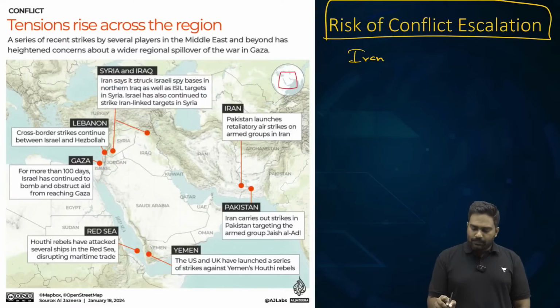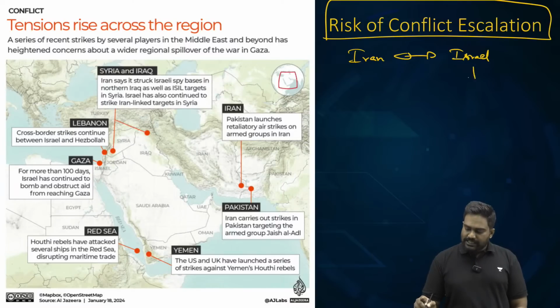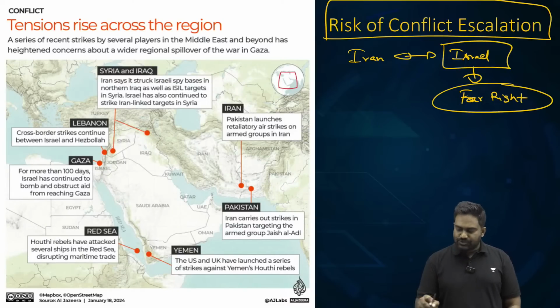Because Iran may not be holding back. Israel under Netanyahu, under the influence of a far right-wing government, has decided to go all out in this war without showing any restraint or remorse.